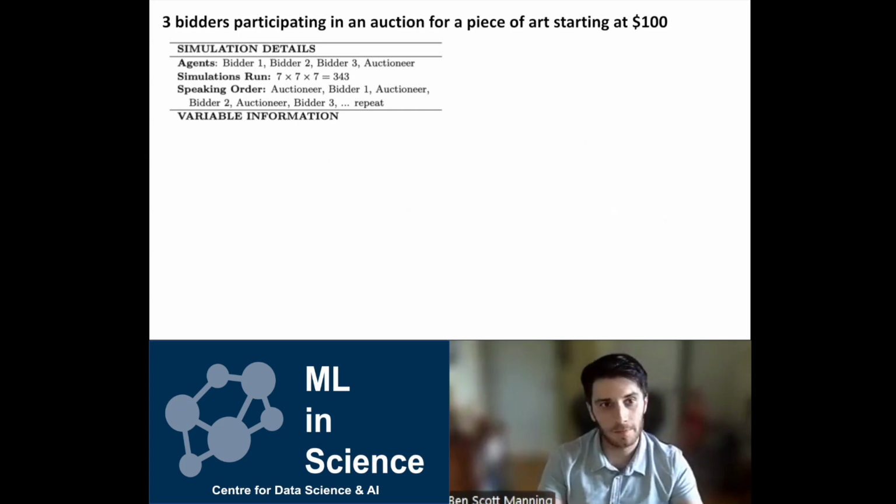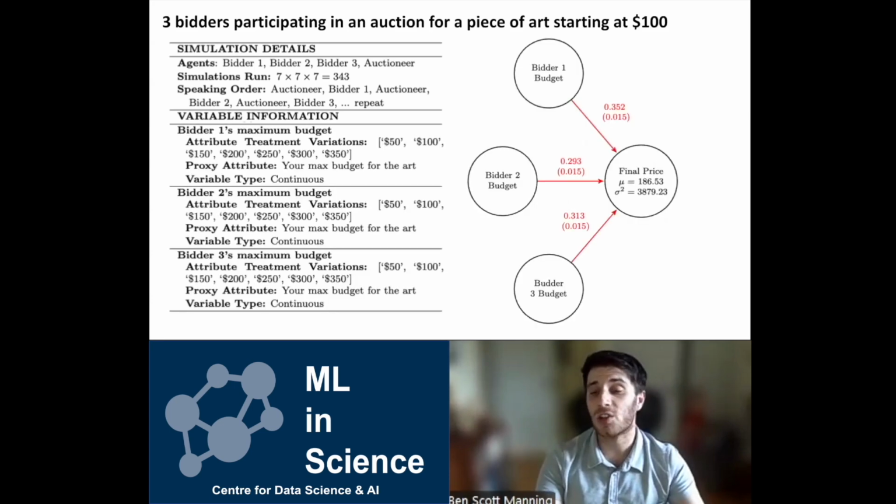So we put in this sentence about 3 bidders participating in an auction for a piece of art. The system decided that the 3 bidders and an auctioneer would be the relevant agents, and it chose a similar speaking order as in the legal situation in the previous example, with the auctioneer being the central agent and the bidders alternating. It then decided that each of the bidders' budgets were causes that might affect the final price of the auction. And what we did to interfere is we made each of these bidders' budgets take the same possible values in all the simulations. So they varied between 50 and 350 for each bidder's budget for the entire simulation.